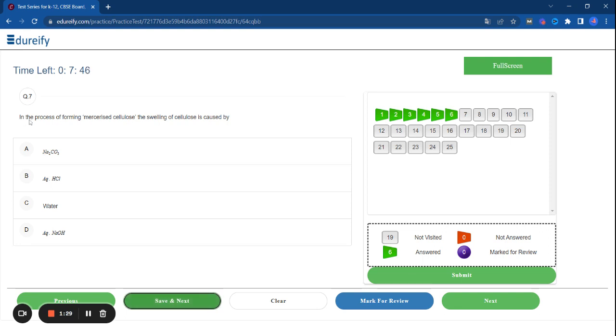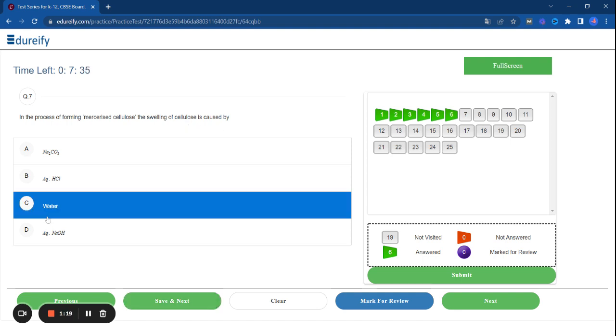So seventh question is, in the process of forming mercerized cellulose, the swelling of cellulose is caused by C. Water.